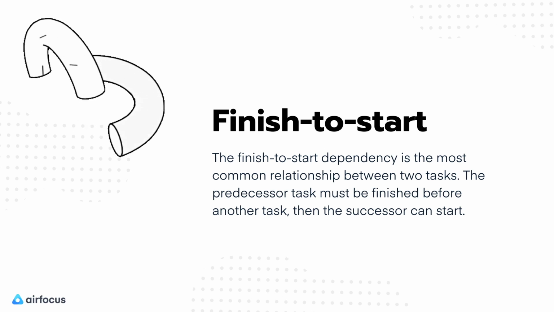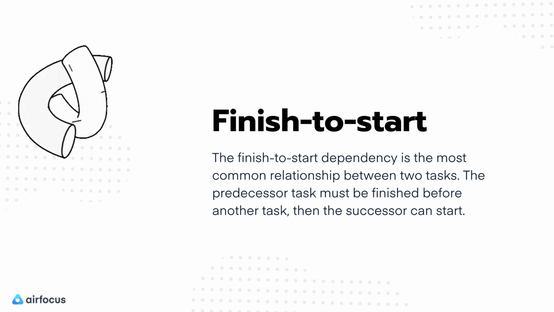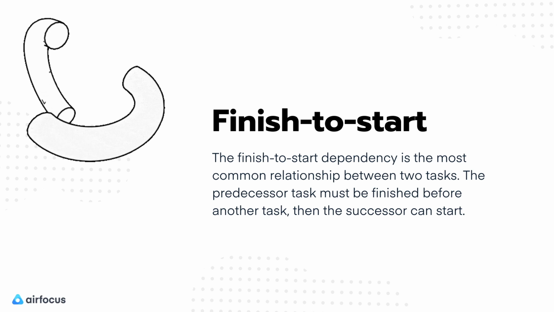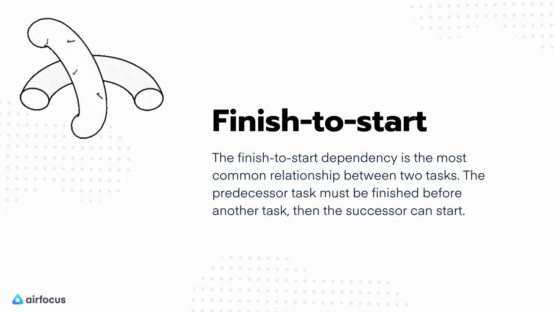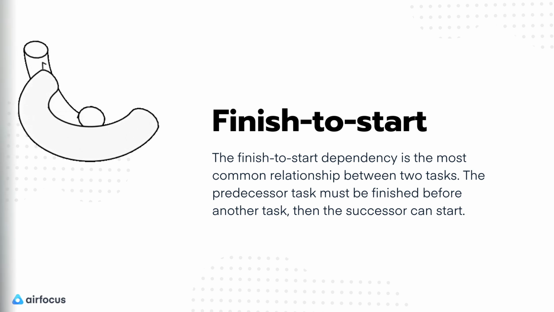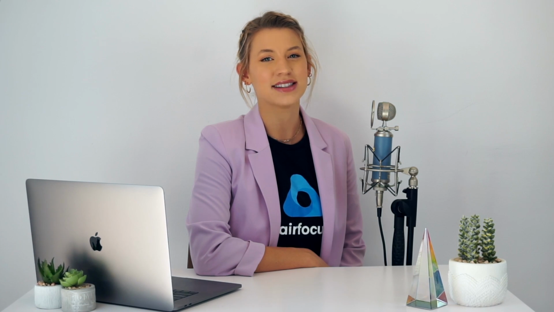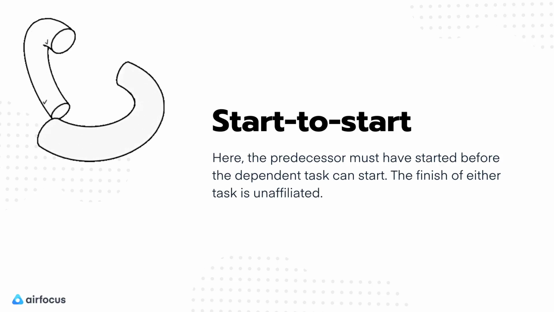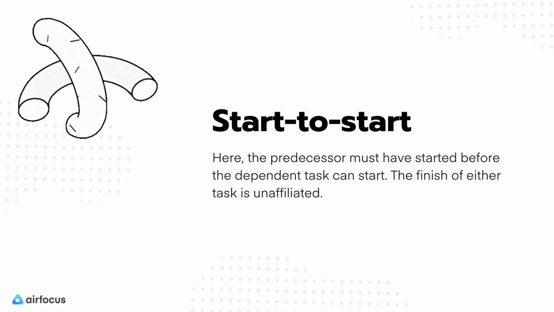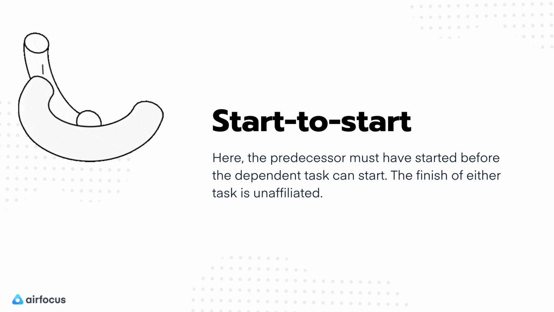The finish-to-start dependency is the most common relationship between two tasks. The predecessor task must be finished before another task, then the successor, can start. Next, the start-to-start dependency. Here, the predecessor must have started before the dependent task can start. The finish of either task is unaffiliated.